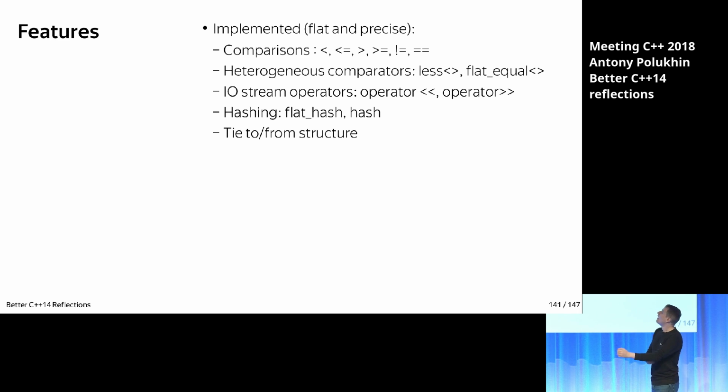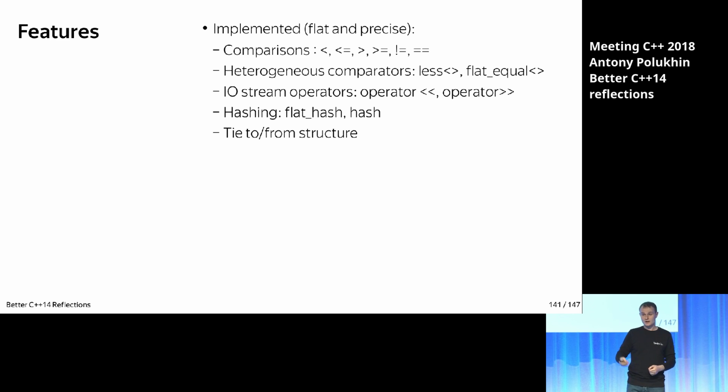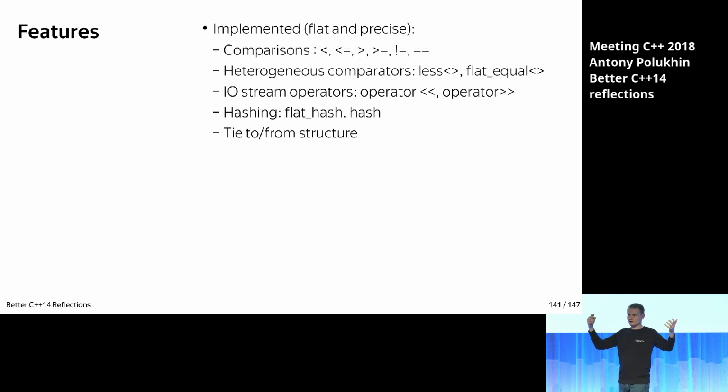Well, it's useful. Some companies are already using it in their production code. And the Boost PFR library has a bunch of features out of the box. For example, it has comparisons out of the box. You've got your structure. You have to do nothing. You just can compare two structures with each other. You can compare on equality, less than, greater than. Just works. Also, there are heterogeneous comparators. So if you've got a structure with name A and structure with name B, and they have fields with the same type, you just can compare them, and that's it.